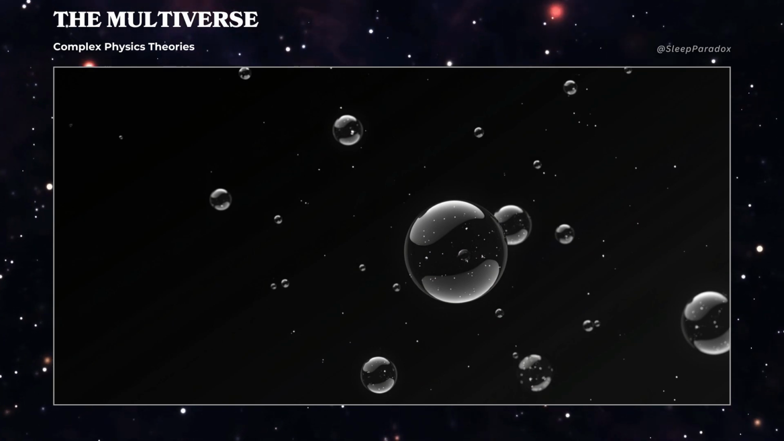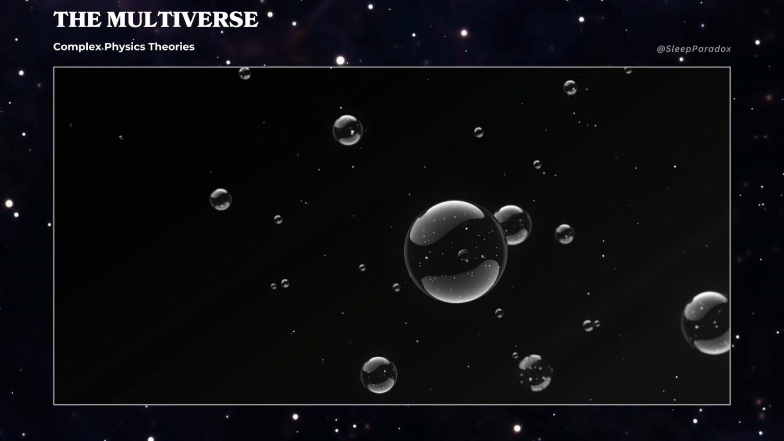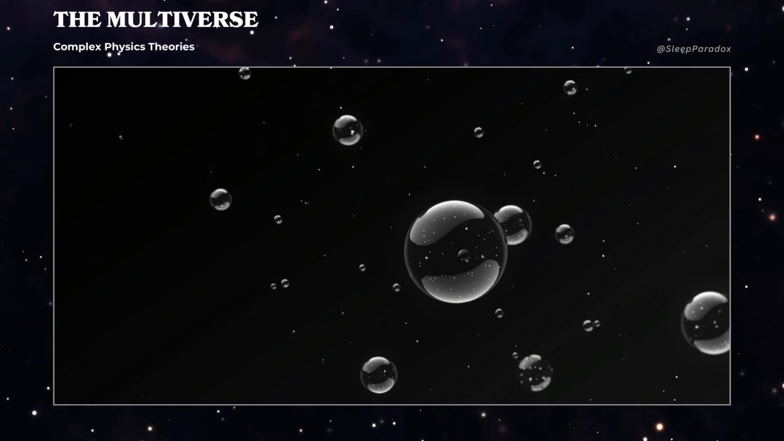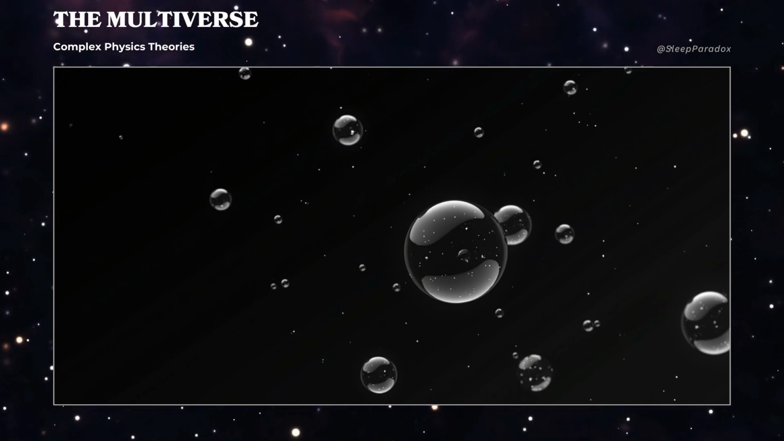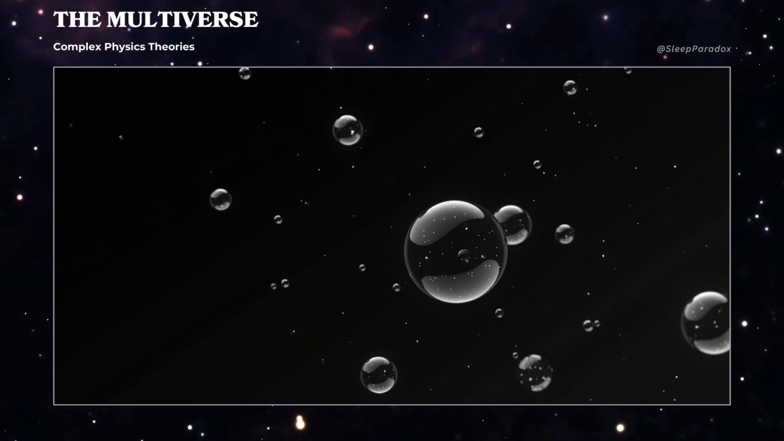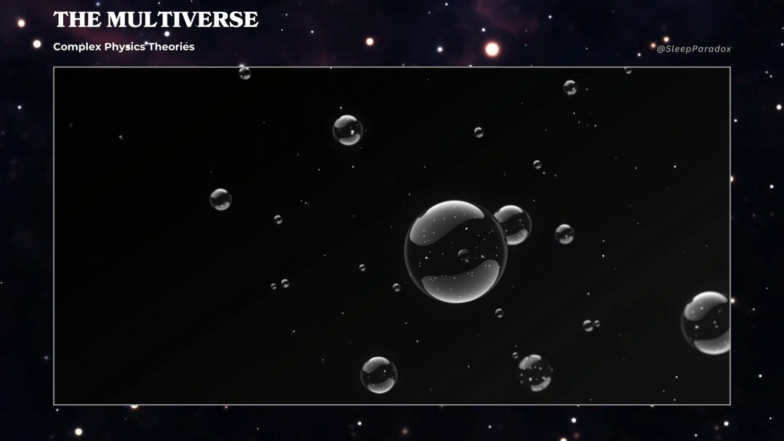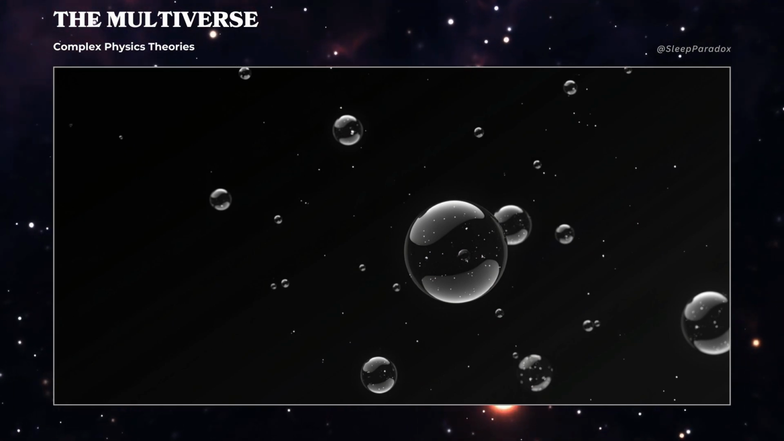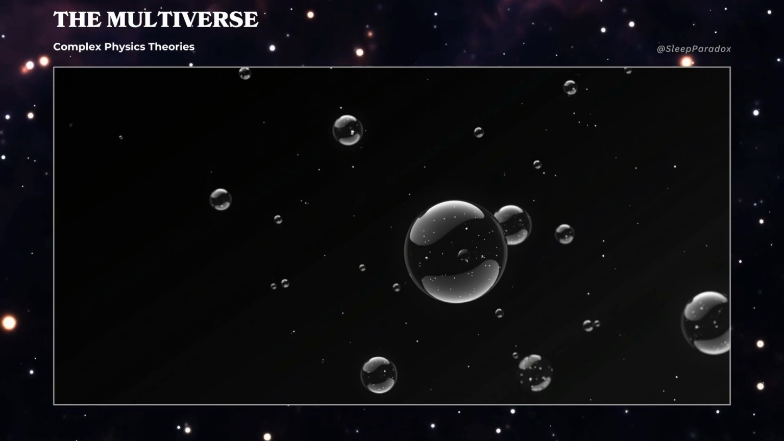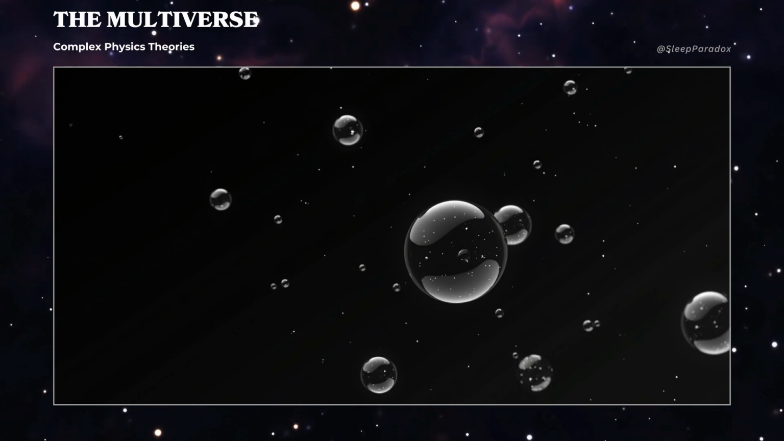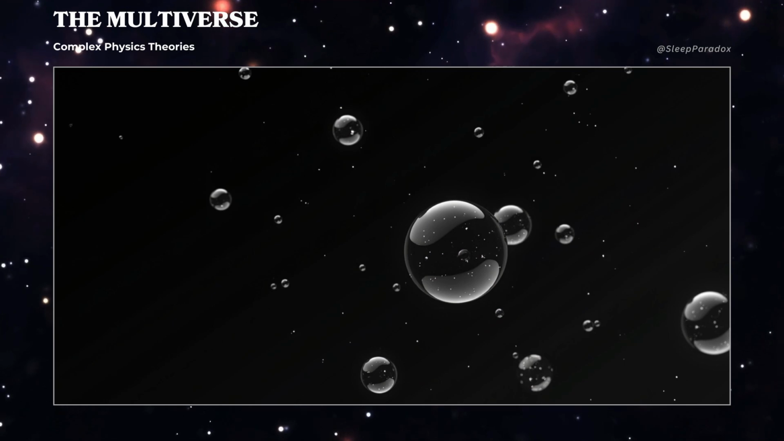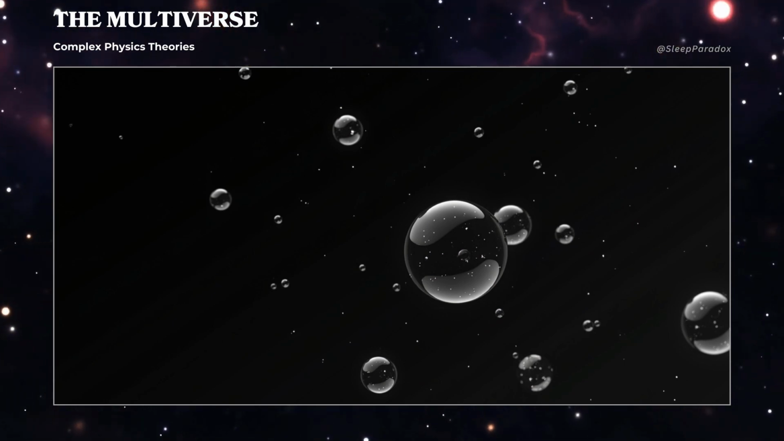Another version of the multiverse comes from string theory, a candidate for a theory of everything. String theory requires extra dimensions of space, dimensions we don't see in daily life, because they're thought to be compact and curled up at very small scales. But there are many ways these extra dimensions could be shaped, and each shape leads to a different set of physical laws. The result is a vast landscape of possible universes, potentially as many as 10 to the 500. In that scenario, our universe is just one version where the conditions happened to support stars, chemistry, and life.